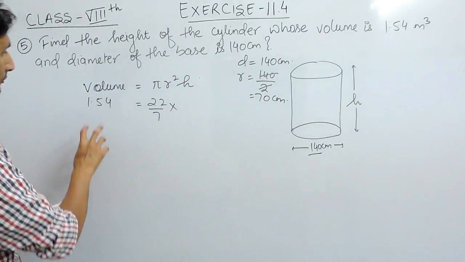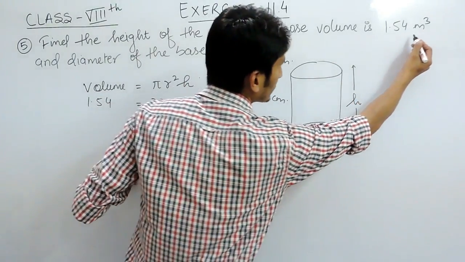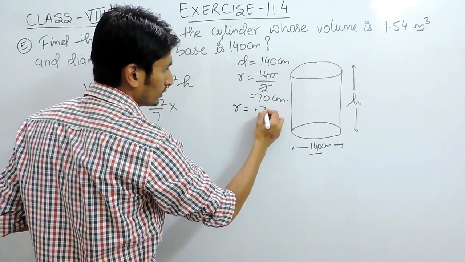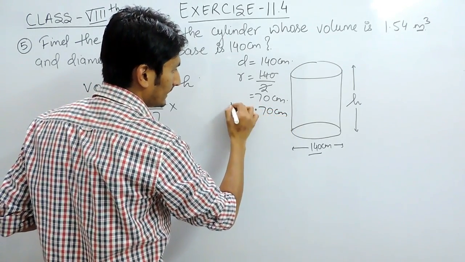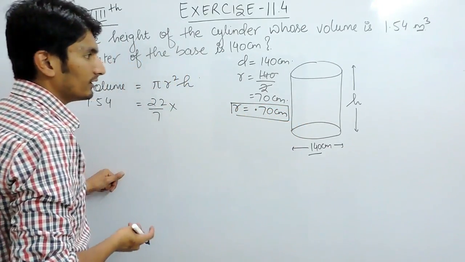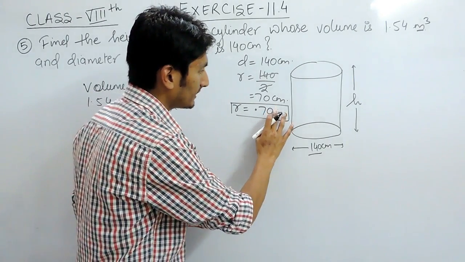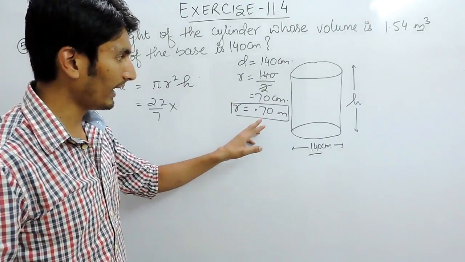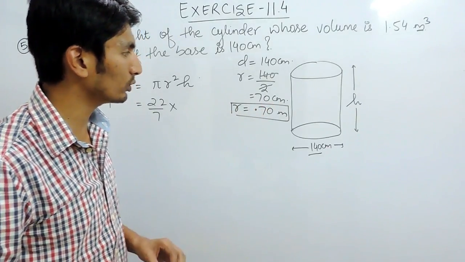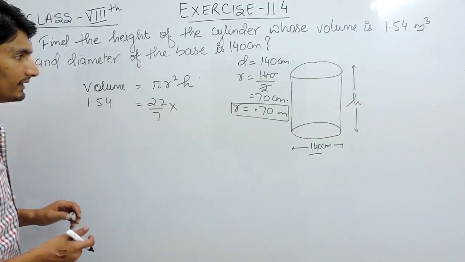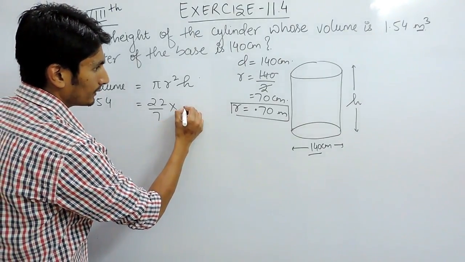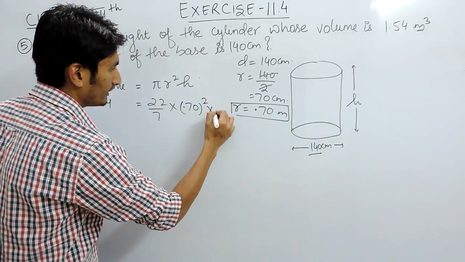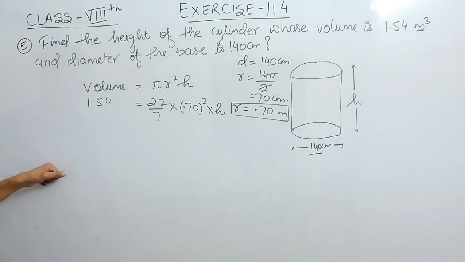And because here the volume is in meter cube, let's convert this into meters. We know that when we are converting centimeter into meters, we have to divide it by 100, so obviously 70 centimeters should be equal to 0.70 meters. So radius should be 0.70, whole square into h. You have to find its height.